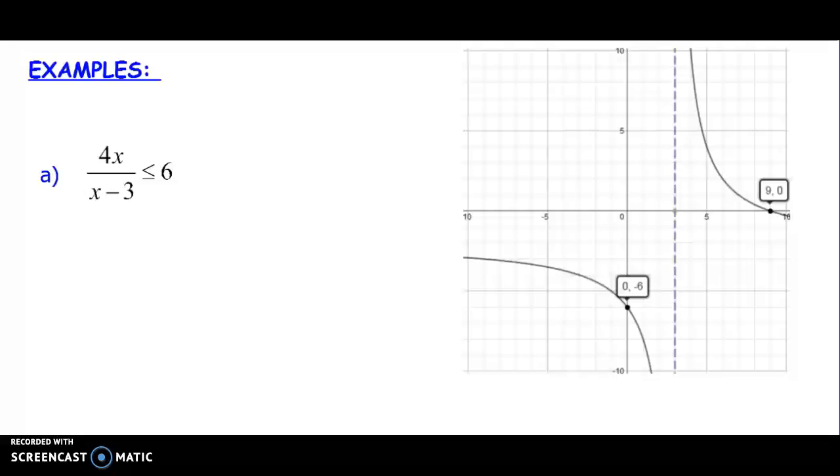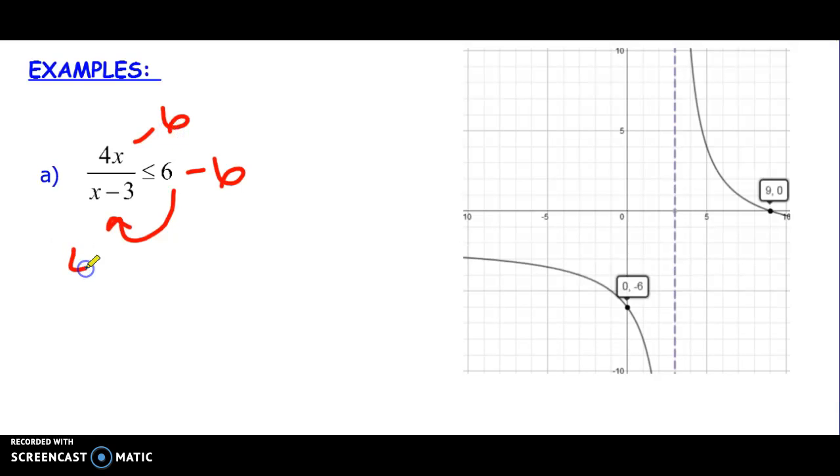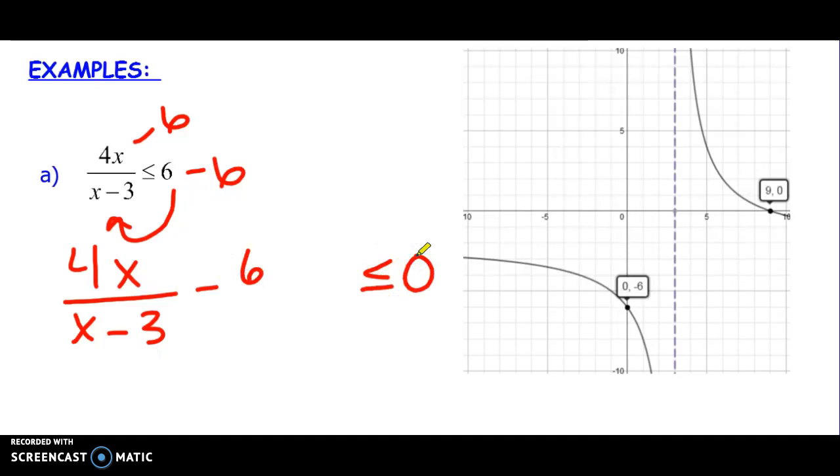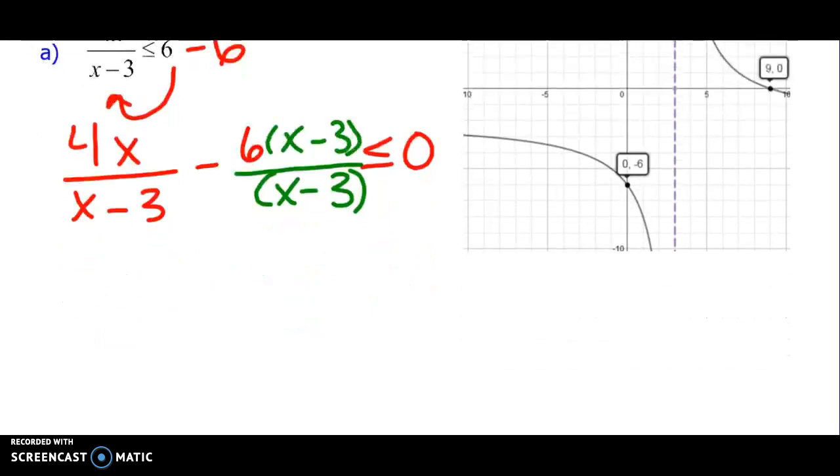Okay, in the first example, we said step number 1 was to get everything on one side, so we have an inequality set to 0. So we're going to move the 6 over to this side by subtracting 6 on both sides. But when we do that, we need a common denominator. So when we have a minus 6 over here, we need to come up with a common denominator. Since the first fraction has a denominator of x minus 3, we're going to multiply the negative 6 times x minus 3.